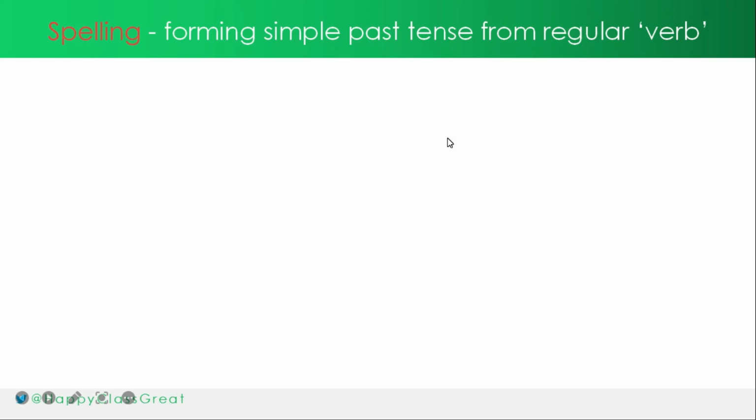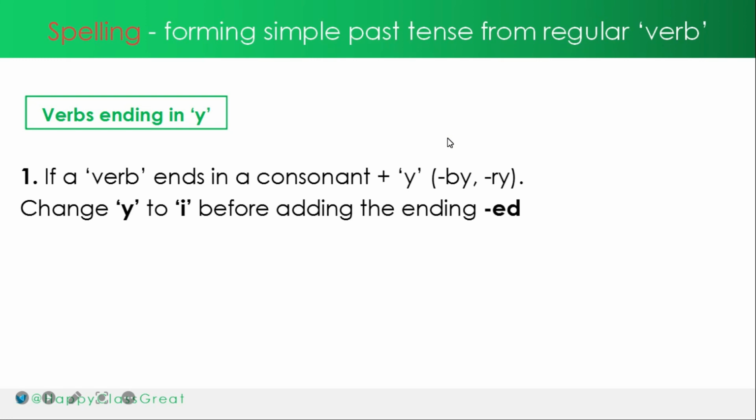What I told you before is that we want to talk about the regular verbs. The first thing is that there are some verbs that end in y. Whenever you see a verb that ends in a consonant plus y, I will tell you what a consonant is later on, don't worry, that means we are going to change that y to i before you put the -ed ending.